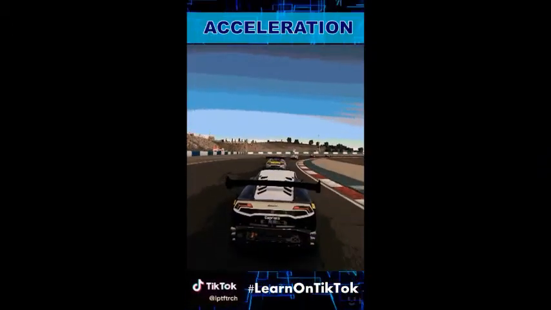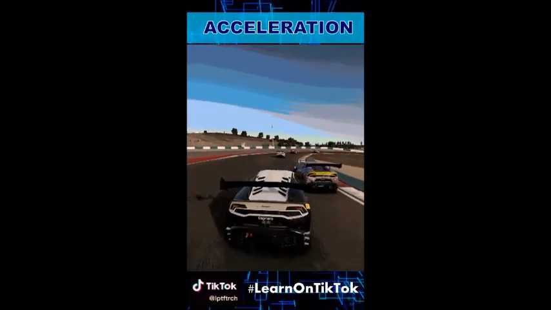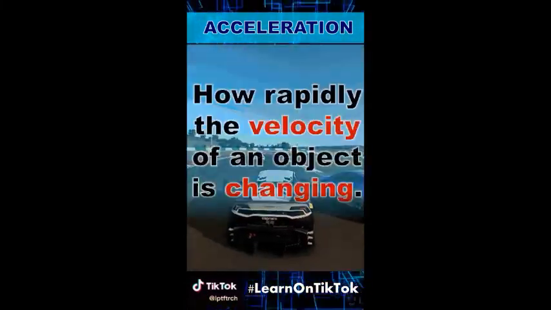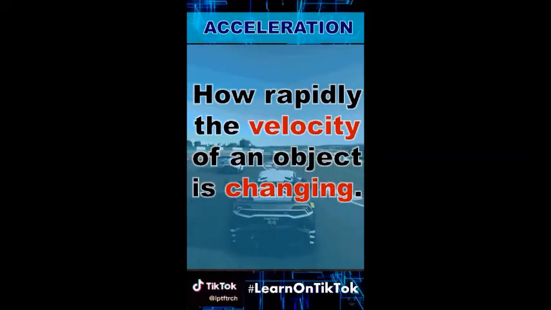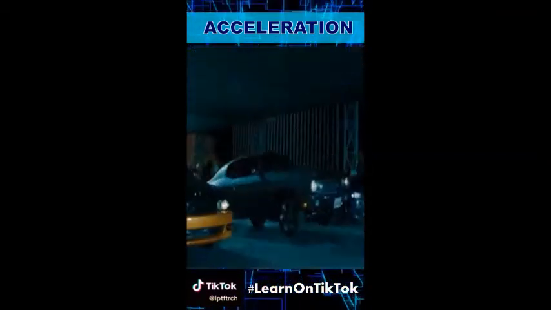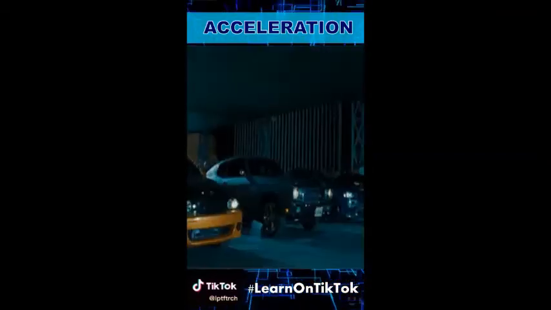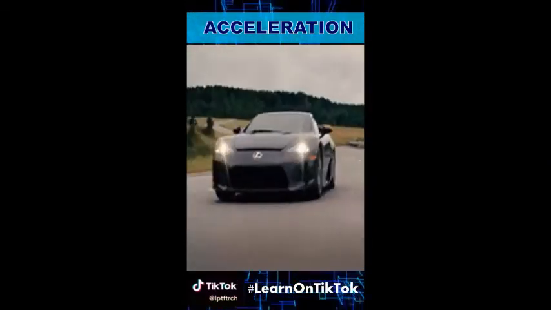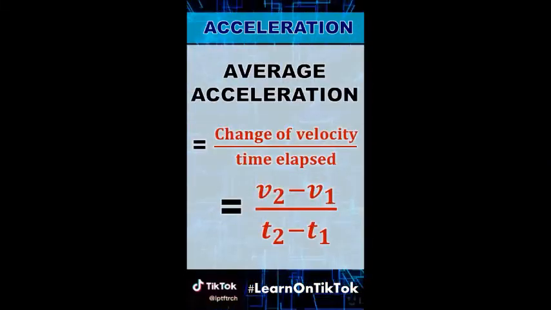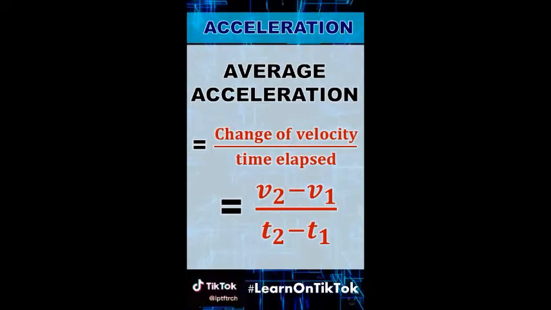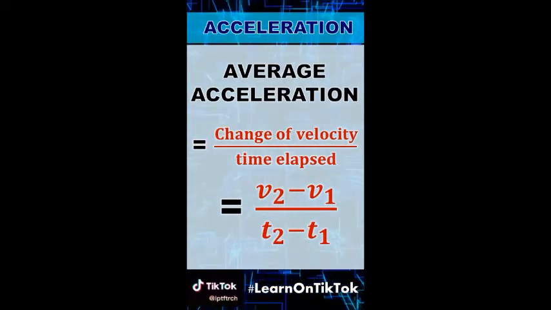A car, as it changes its velocity, is said to be accelerating. Acceleration is defined as how rapidly the velocity of an object is changing. In physics terms, converting this simple definition into a mathematical equation, average acceleration is just equal to the change in velocity divided by the time elapsed to complete the said change in velocity.